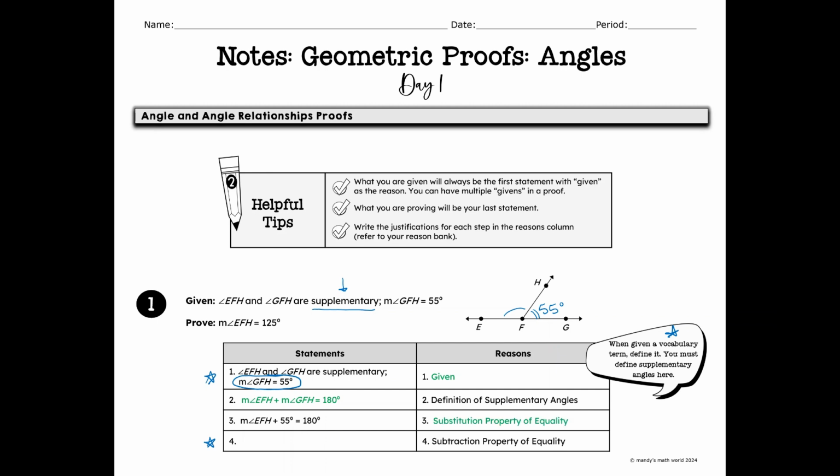And I can do that by the substitution property of equality. Because it's already been stated in my proof somewhere that the measure of angle GFH is 55 degrees, I can replace it here. And again, we're trying to prove this. This should be our last statement. How do we get there? Well, I can subtract 55 from both sides, and I get that the measure of angle EFH equals 125 degrees, and I got there by the subtraction property of equality.